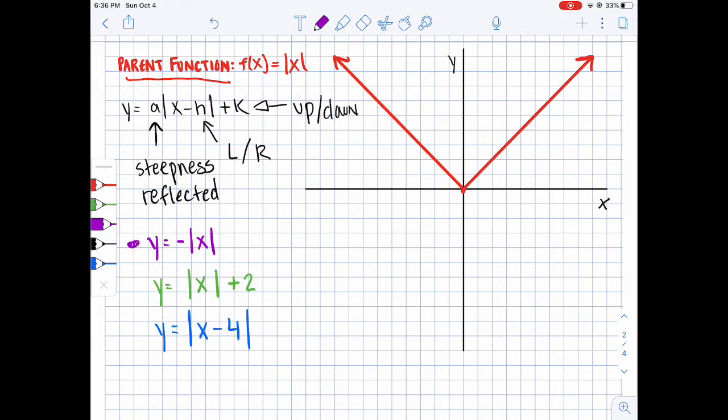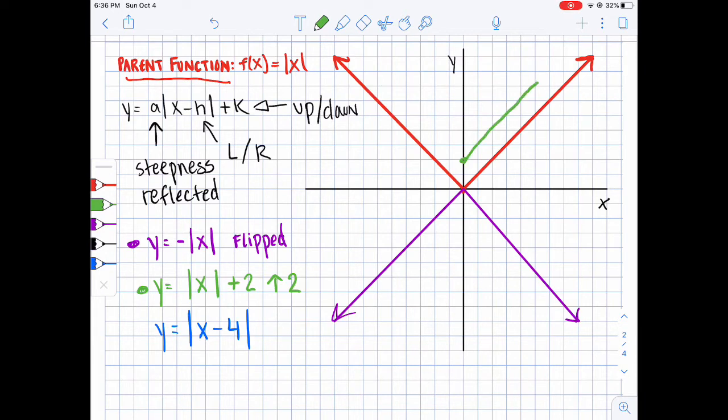Y equals negative absolute value of x is the exact same as the parent function in red, except it's flipped. Instead of all the y's being positive, all the y's will be negative. This graph is exactly the same as the parent function in red, except it's shifted up 2. This one is exactly the same as the parent function, except it's shifted right 4.